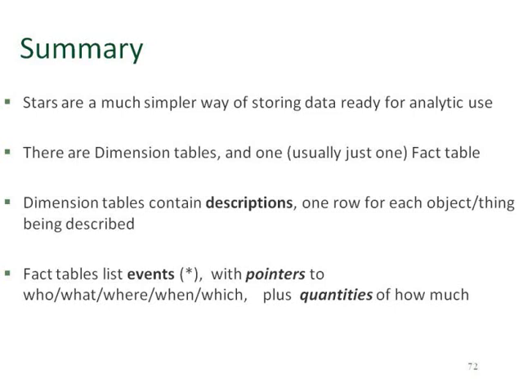So, let's have a summary of this class. Stars are much simpler ways of storing data ready for analytical use. You've seen that stars contain any number of dimension tables and usually just one facts table. Dimensions contain descriptions, one row for each object or each thing being described. And fact tables list events, for example a purchase, with pointers to who or what or where or when or which, plus the quantities or the measures for how much.